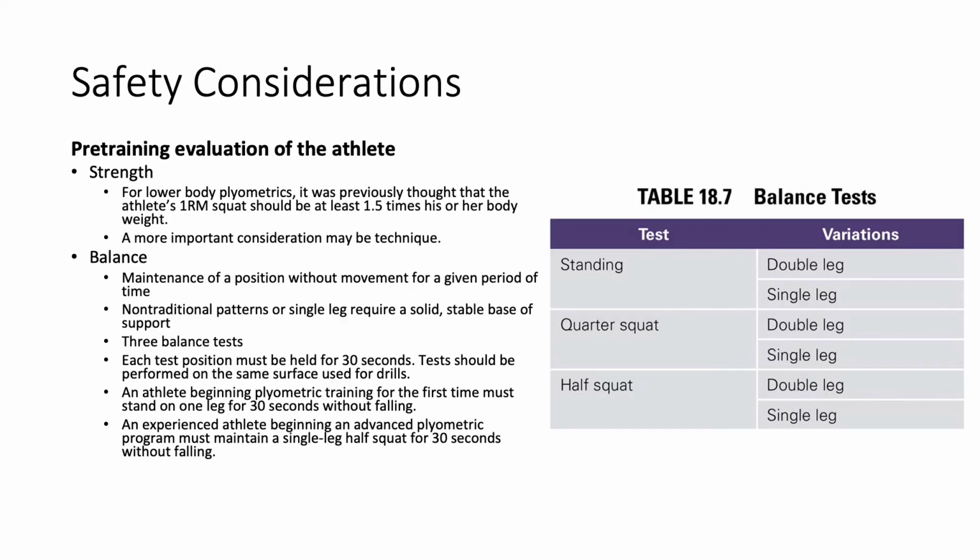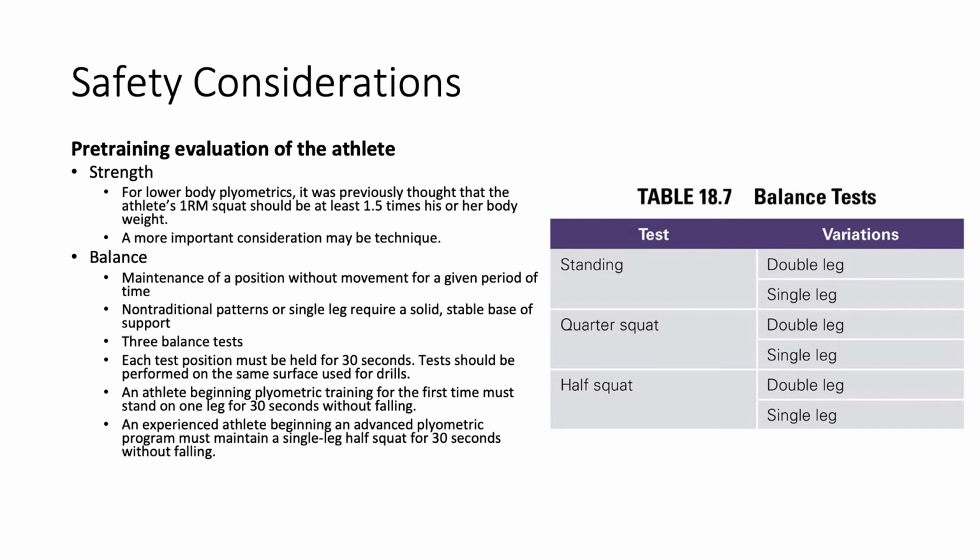A pre-training evaluation of the athlete before starting a plyometric training program should consider the athlete's level of strength. For lower body plyometrics, it is usually recommended the athlete's 1RM squat be at least 1.5 times his or her body weight. However, not all athletes have that strength, so it is more important to consider the technique. A less obvious lower body plyometric requirement is balance. Balance is the maintenance of a position without movement for a given period of time.